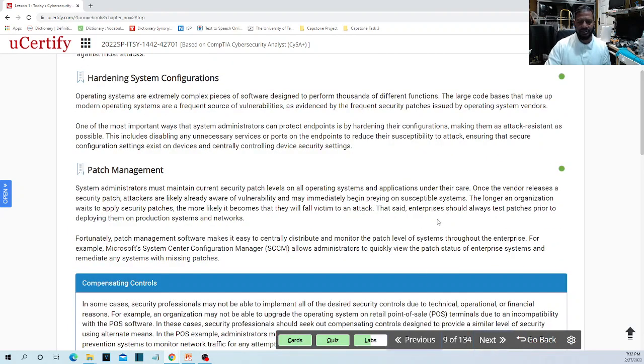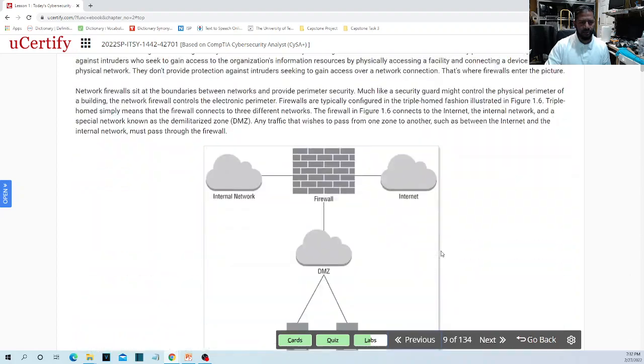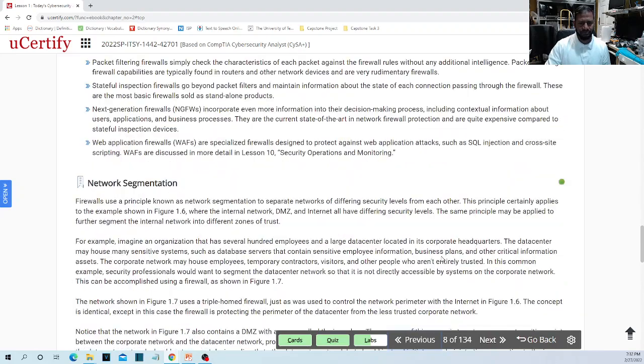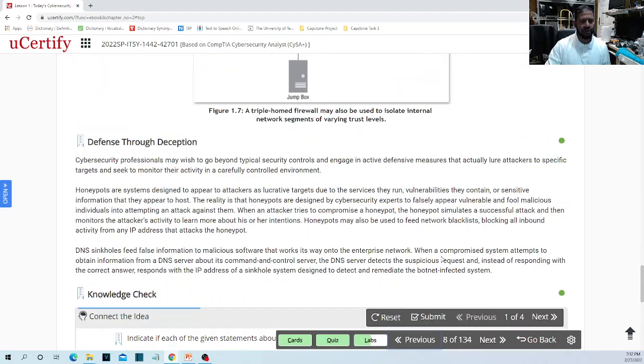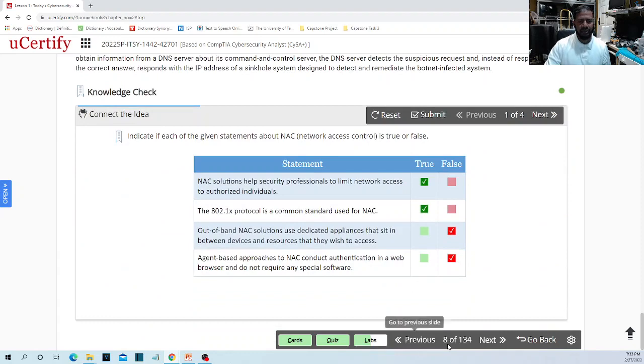Previously, we were talking about honeypots and network access control. The DMZ is right here. Okay, network segmentation and defense through deception. That's where you're going to learn about the honeypot, as I just discussed. Okay, now going to the next topic.